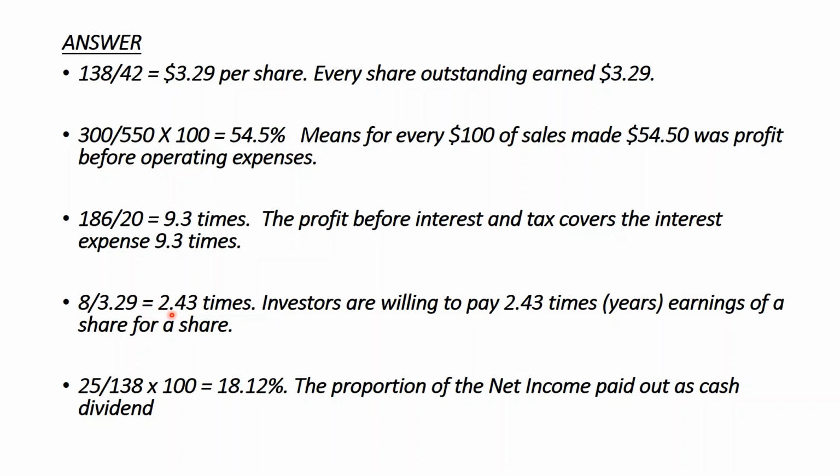And 2.43 times for the price earnings ratio. It means investors are willing to pay 2.43 years or times earnings of a share for a share. So this is what investors are willing to pay on the stock exchange for your share. Then we have the cash dividend. This gives us the proportion of the net income paid out as cash dividend.